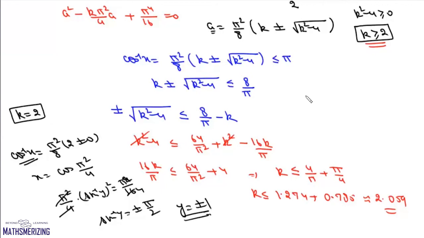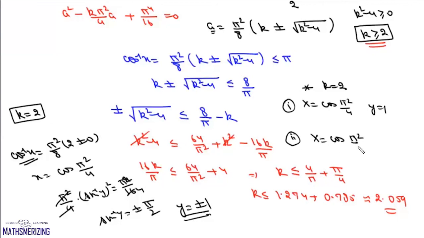So this equation will have two solutions when the value of k is 2, and the solutions are x equals cos of pi square by 4 and y equals 1, and the other solution is when x equals cos of pi square by 4 and y equals minus 1.